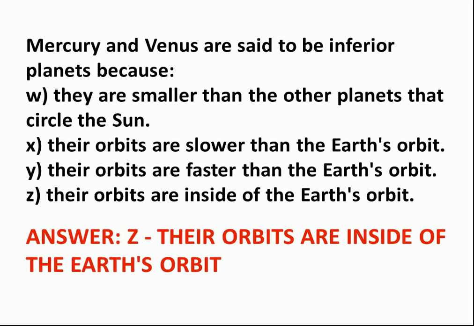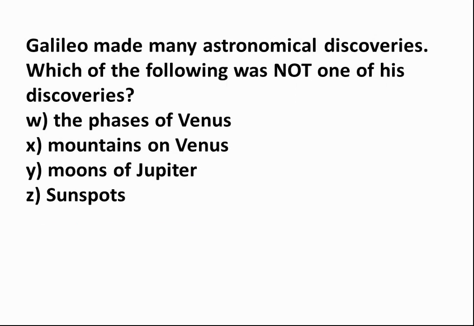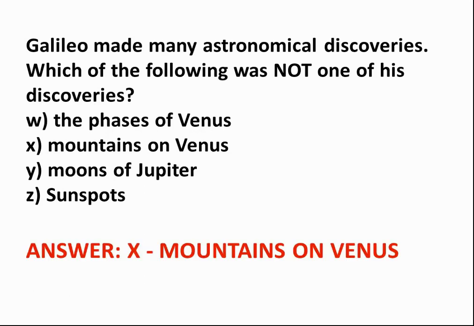Answer: Z. Their orbits are inside of the Earth's orbit. Galileo made many astronomical discoveries. Which of the following was not one of his discoveries? W. The phases of Venus. X. Mountains on Venus. Y. Moons of Jupiter. Z. Sunspots. Answer: X. Mountains on Venus.